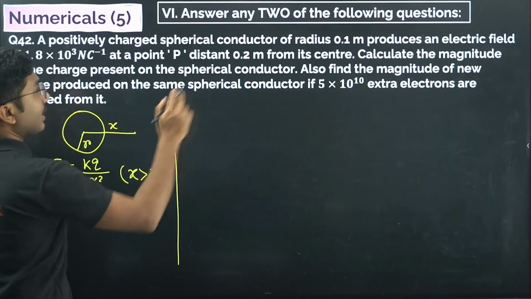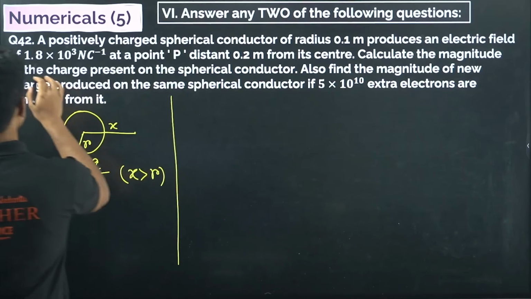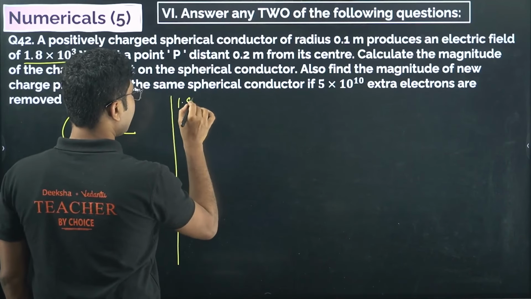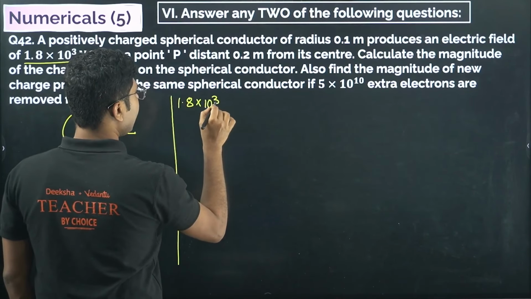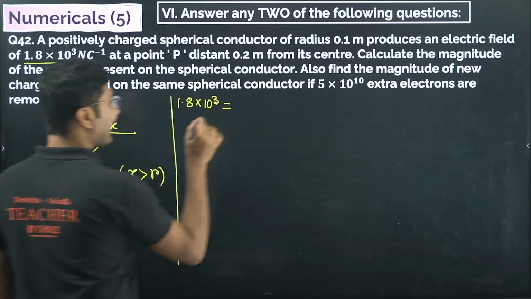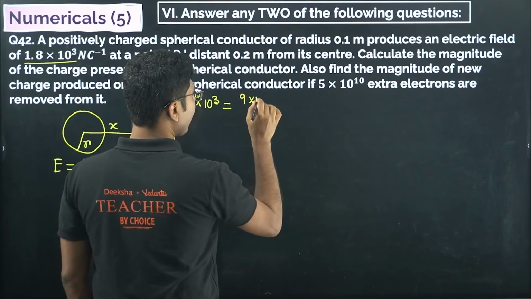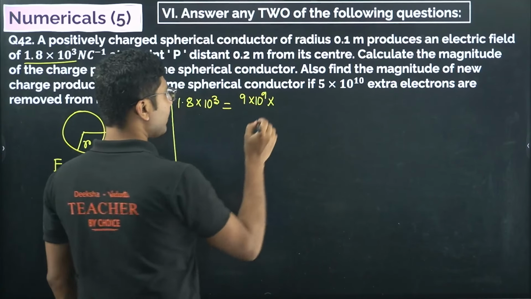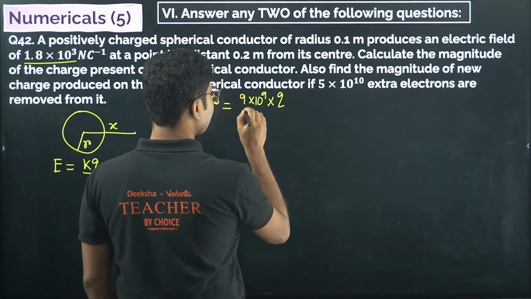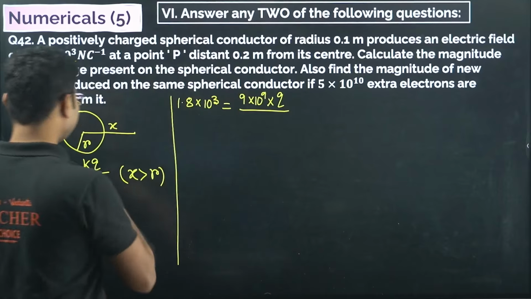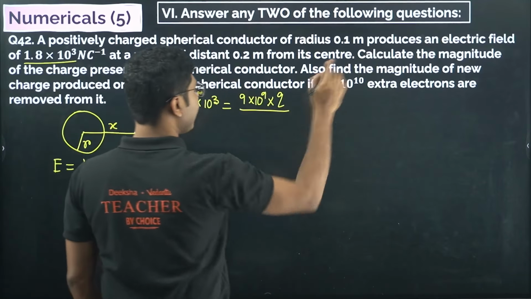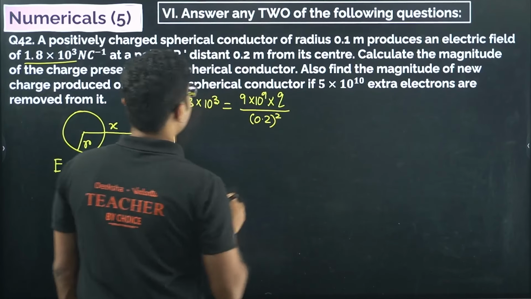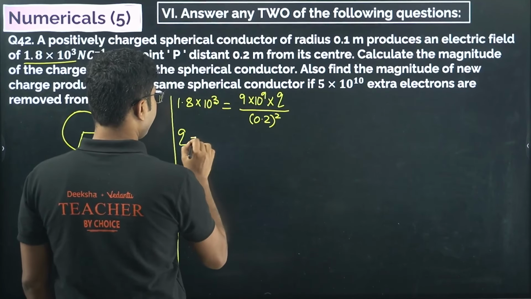Here the electric field is given as 1.8 into 10 to the power of 3. So 1.8 into 10 to the power of 3 equals, what is K? K is 9 into 10 to the power of 9, and the charge we are trying to find. We do not know the charge, so we will keep it as Q. And x is given here as 0.2 meter, so no need to convert any units.